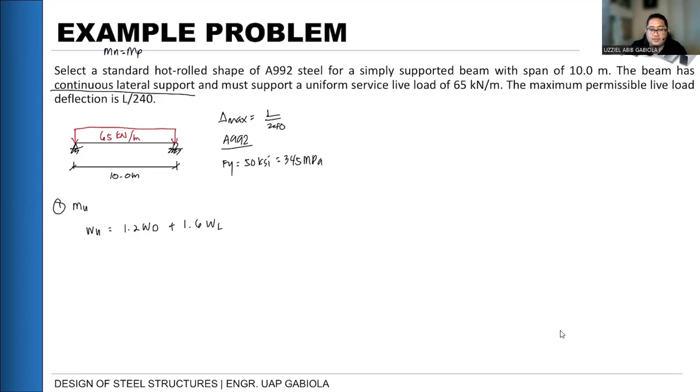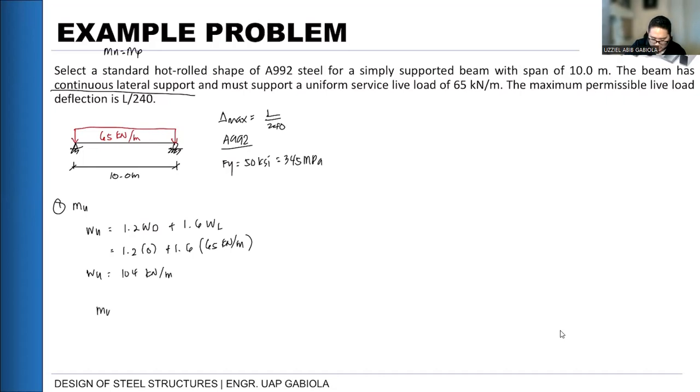Okay? Kasi kung yung self-weight yung pinag-usapan natin, it's very small comparing it with the superimposed load natin, like the live load or dead load kung meron man siyang applied sa kanya. Okay? So dito, initially, 0 lang to, plus 1.6 times yung live load natin na 65 kilonewton per meter. Okay? So ang WU natin is equals to 1.6 times 65, that is 104 kilonewton per meter.